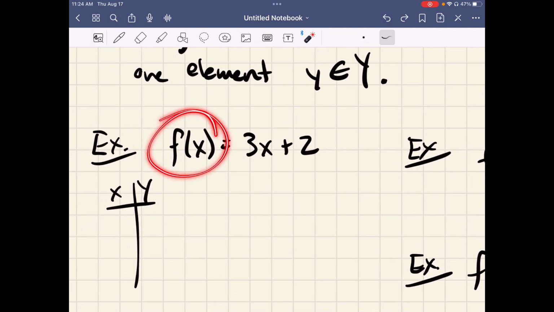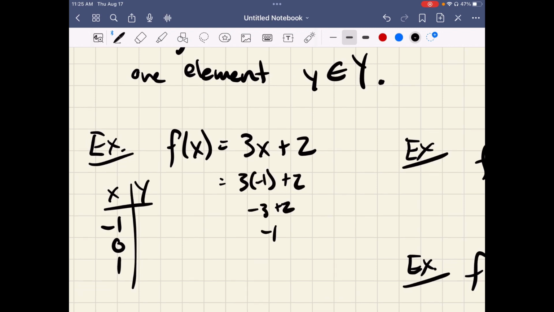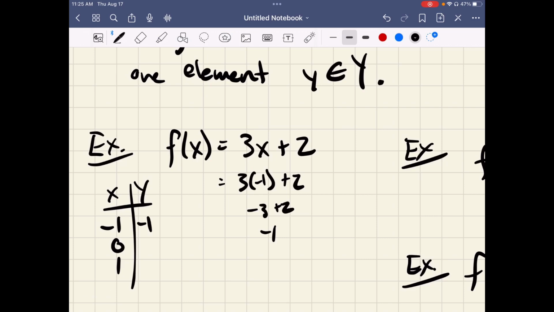So here we have a function f of x, and this would be our rule. This rule right here, 3x plus 2, is the function f. That is our rule. Depending on what values they gave us, let's say they gave us -1, 0, and 1, I could take each of those individually and plug them in. I could take the -1, plug it into x, and see what value I get. I plug it into my rule. So I would have 3 times -1 plus 2, which is -3 plus 2, which comes out to -1. That is going to be my y value that goes with it.